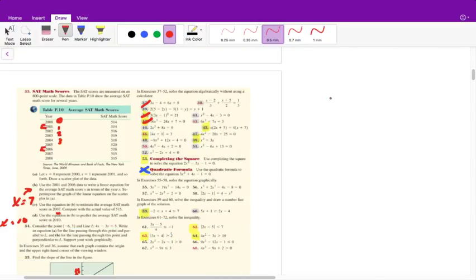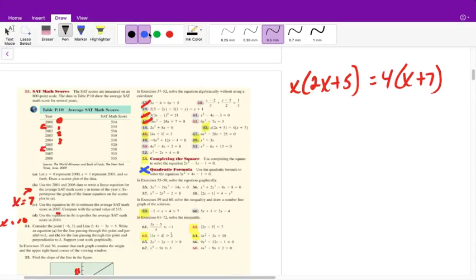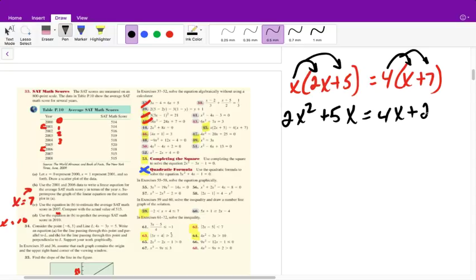All right, so for 45, we have x times 2x plus 5 is equal to 4 times x plus 7. Unlike the other one, where it was set up for us that we could just divide and then take the square root, if we try to divide by x here, we can't get rid of anything. So for this one, we actually need to multiply this x and this 4 in order to try and solve this one. So this is 2x squared plus 5x is equal to 4x plus 28.